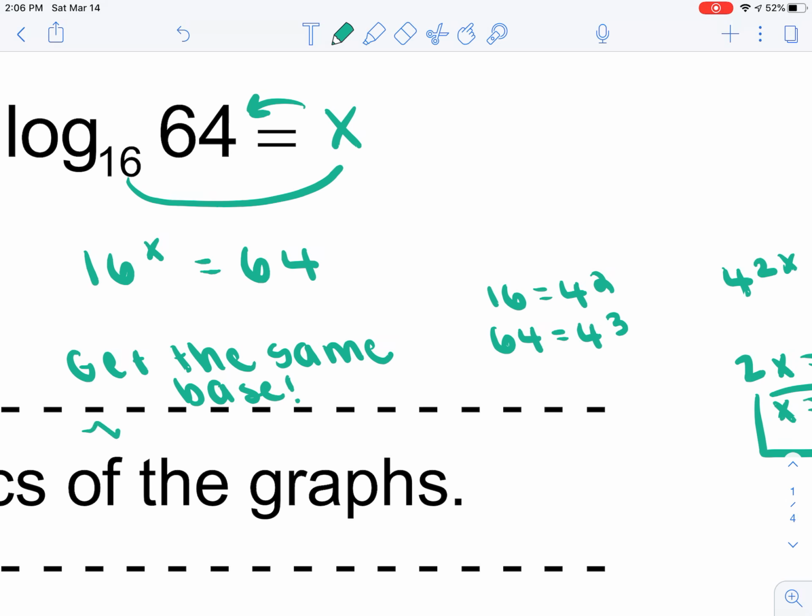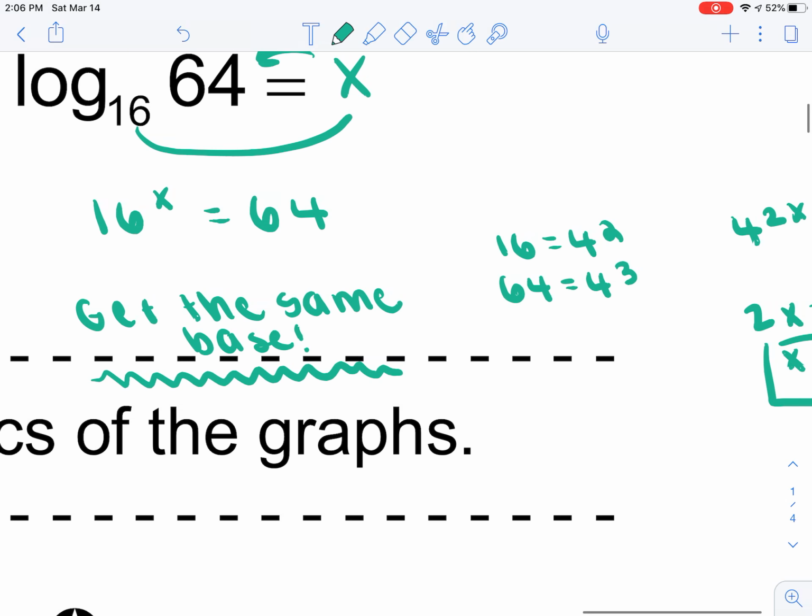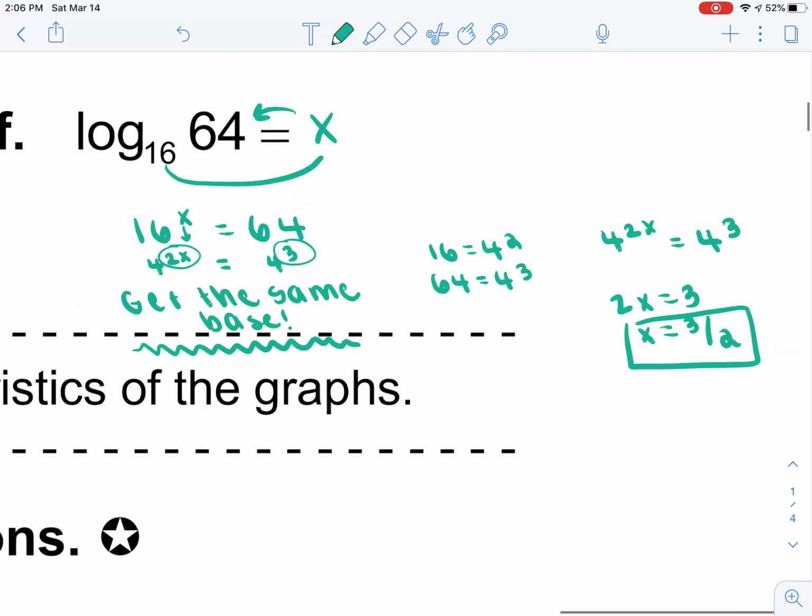Well, what I like to do is think about what you did last year in Algebra 2 with trig. Get the same base. I know that 16 is really 4 to the second power, and 64 is 4 to the third power. So I need to think about what could I fill in for x to make these two sides equal to each other. So I want to set these two exponents equal, and when I solve, I get an x value of 3/2.